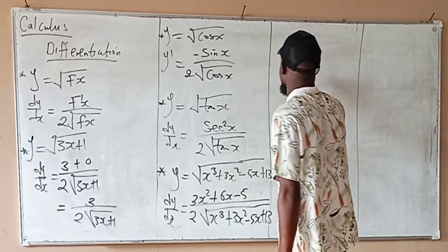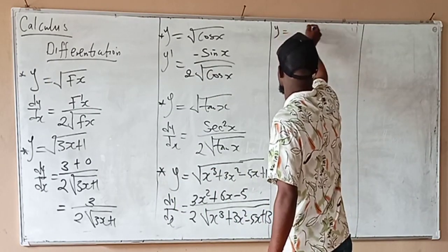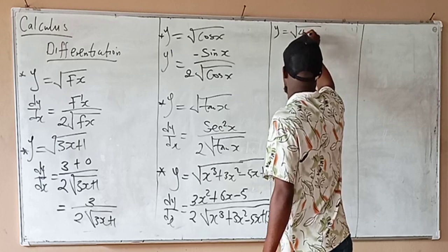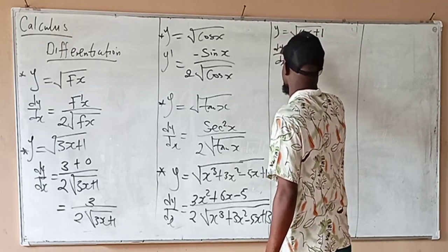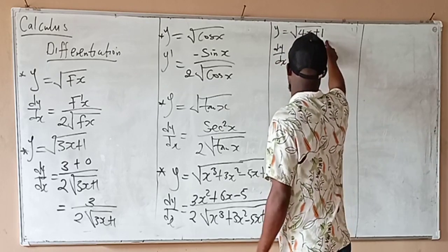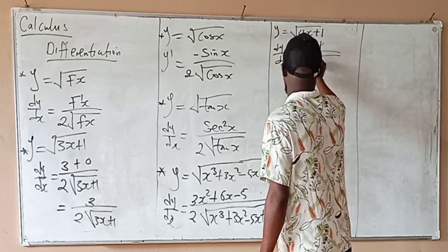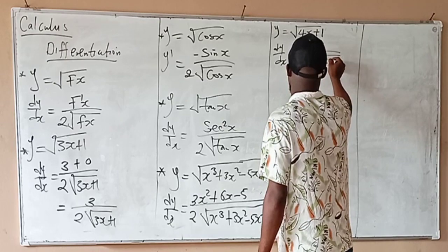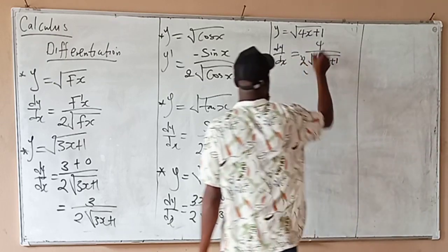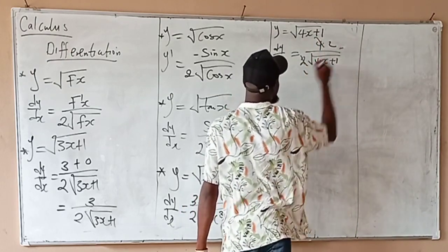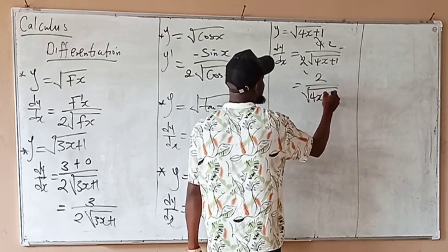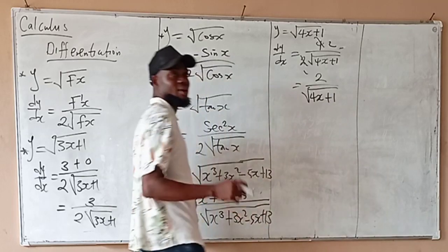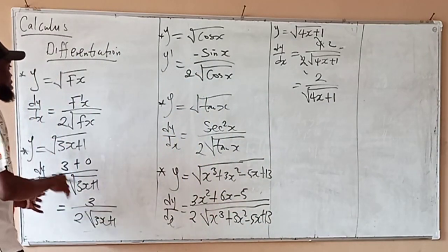So I would like you to look at this. If y is equal to the square root of 4x plus 1, what will be dy over dx? The dy over dx will be, if you differentiate inside this, you have 4 over 2 times the initial question. That's all. 2 here 1, 2 here 2. So this will give us 2 over the square root of 4x plus 1. That's what I'm going to have. So this is how we run through this package.